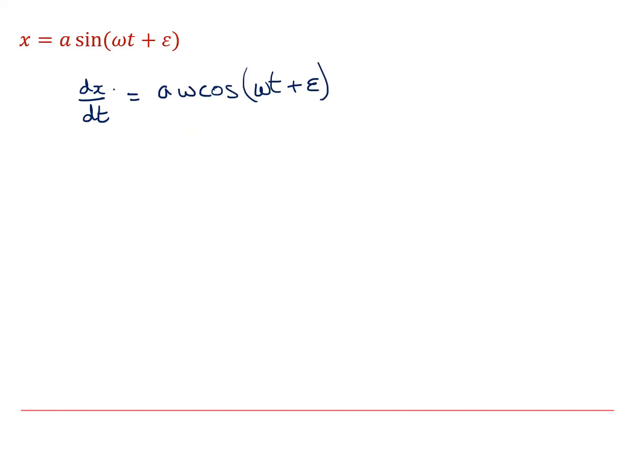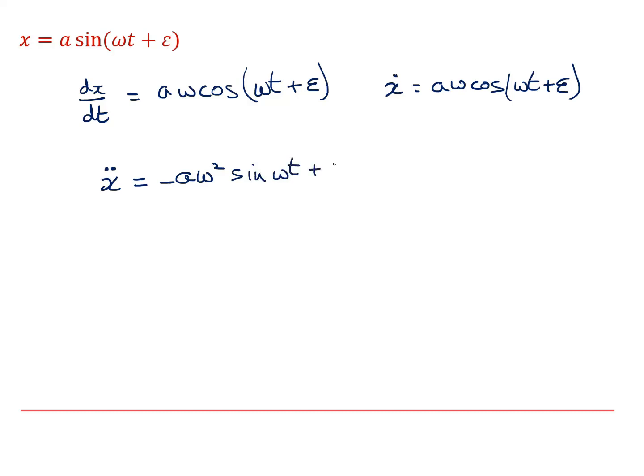We've seen that we can use a dotted notation for derivatives with respect to time. So I'm going to write this as x dot is equal to A omega cos omega t plus epsilon. Differentiating that again, when I differentiate cos I get minus sine, and an extra omega, so x double dot is equal to minus A omega squared sine omega t plus epsilon. But this combined with this is just x, A sine omega t plus epsilon, and therefore x double dot is equal to minus omega squared x.